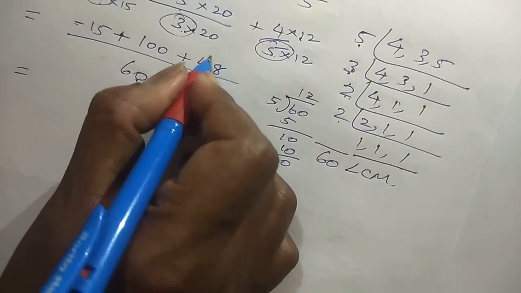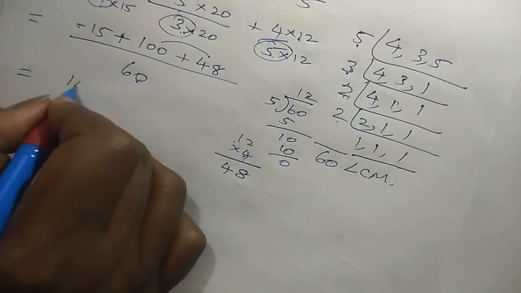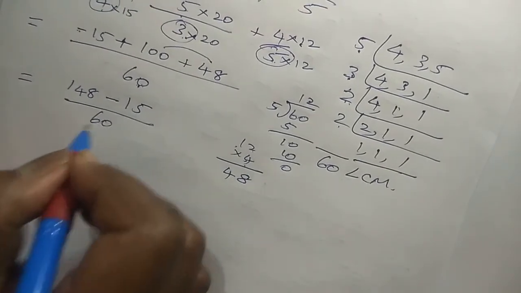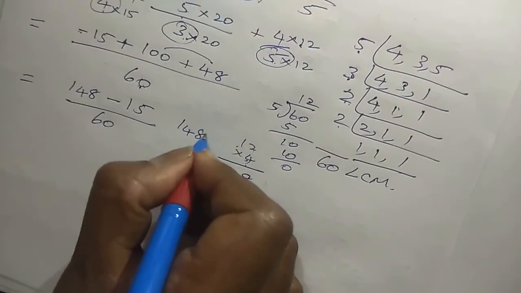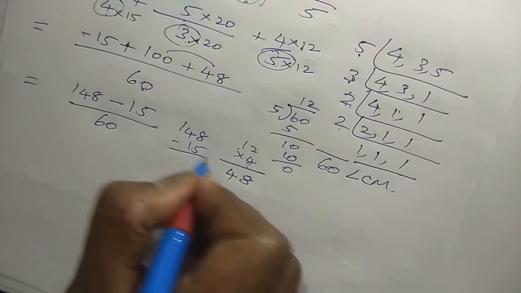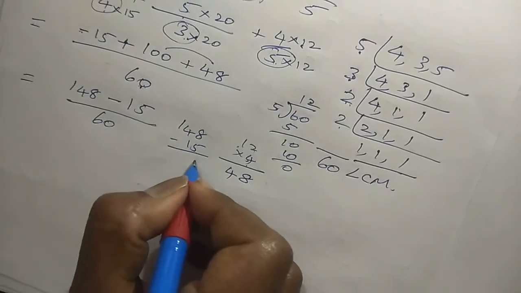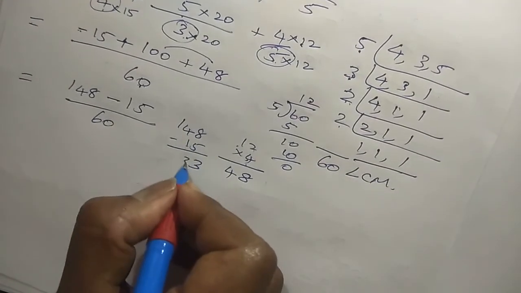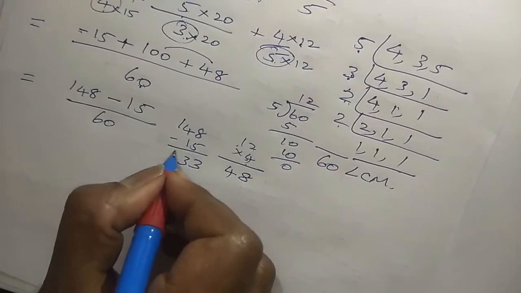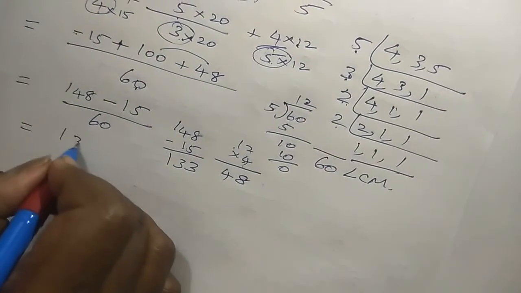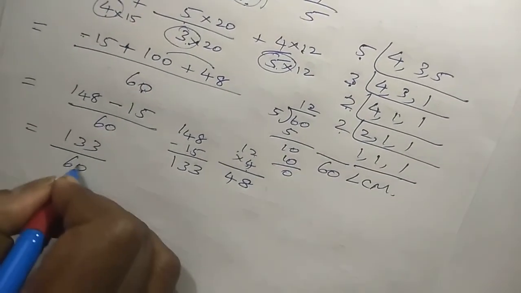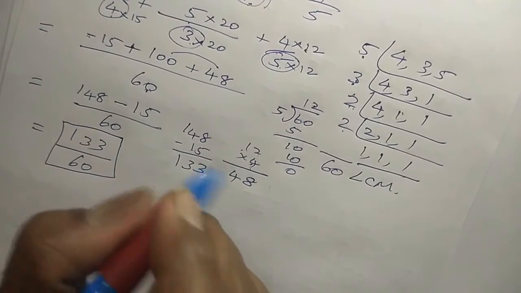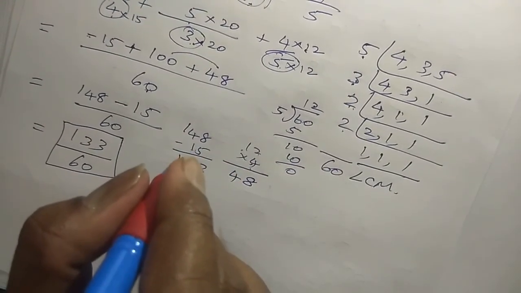So if we add this both, we will get 148 minus 15 by 60. Suppose if we subtract 148 minus 15, what we get the answer as: 8 minus 5 is equal to 3, 4 minus 1 is equal to 3. Again the 1 will be here. So the answer will be 133 by 60. So the second subdivision is your homework. You try by yourself.